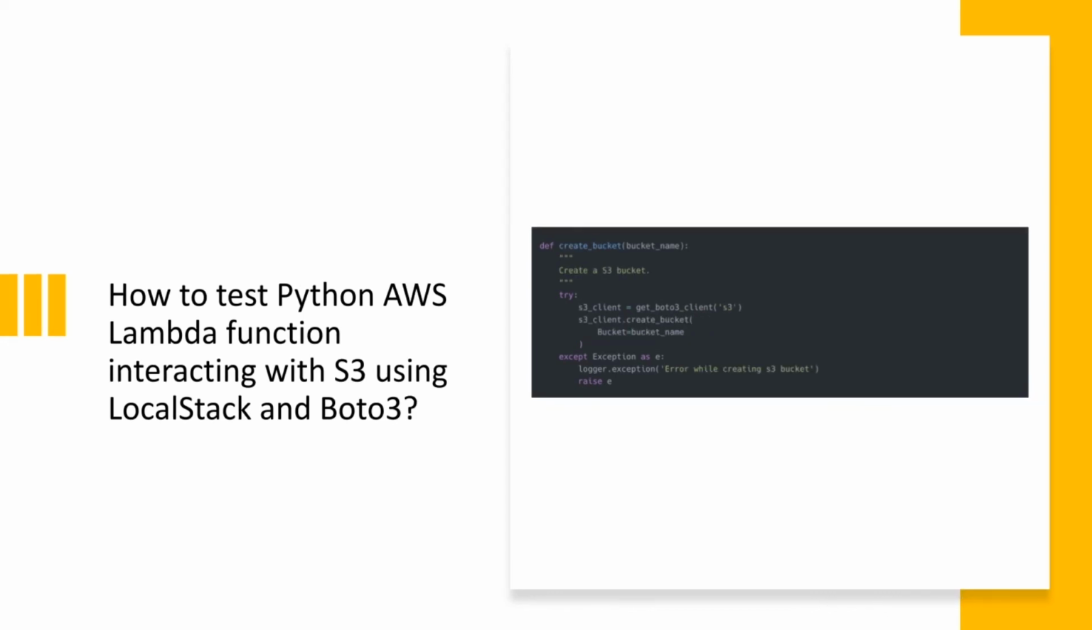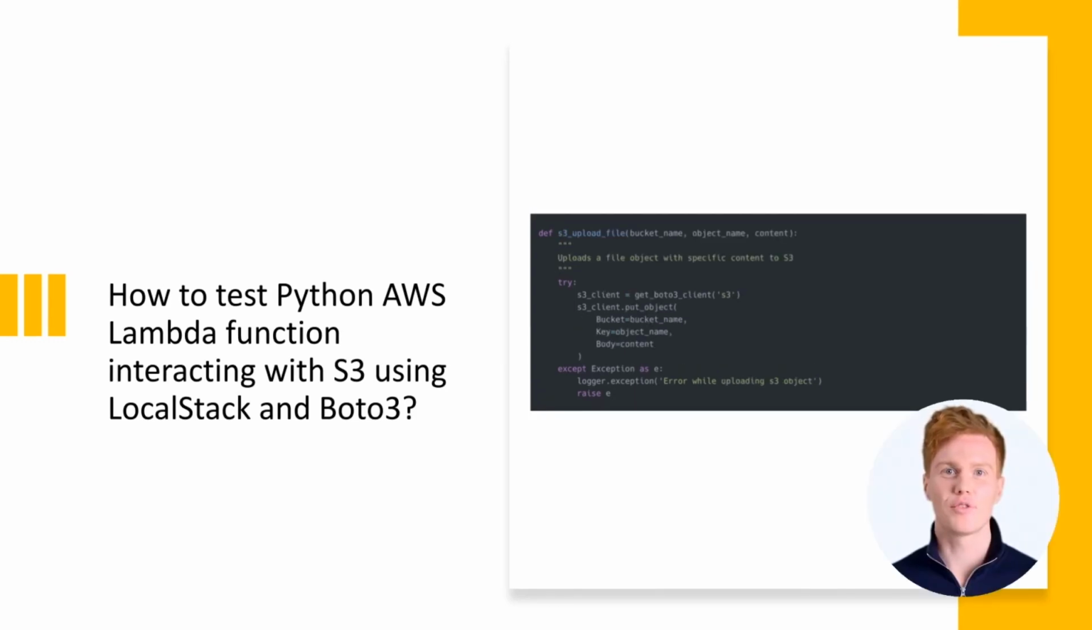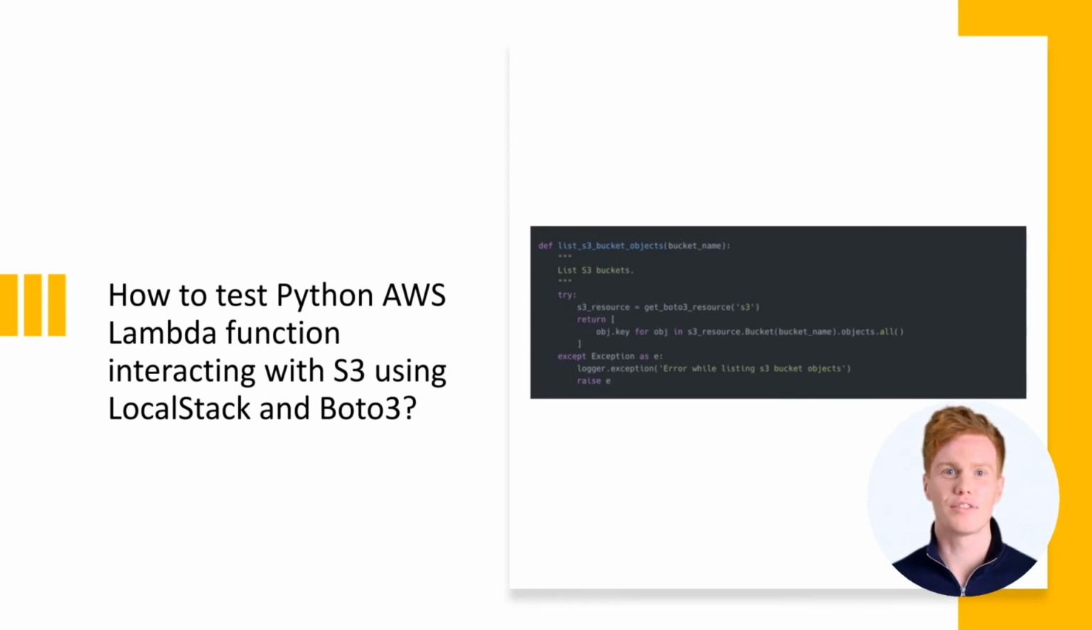Now, we start showing new methods. The first one will be the createBucket method responsible for S3 bucket creation. The S3 upload file method is helpful to create or upload a file with specific text content to the S3 bucket. The list S3 bucket objects method returns a list of S3 bucket objects keys. We'll use this method in the test case. And finally, the deleteBucket method cleans up the S3 bucket and deletes it afterward.